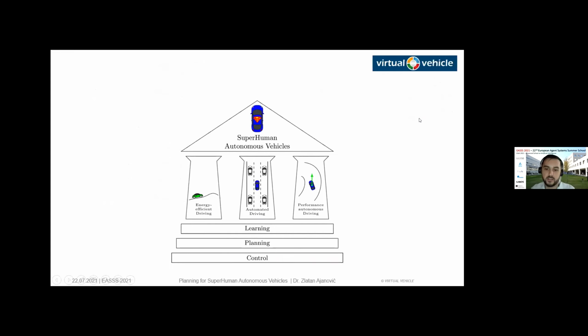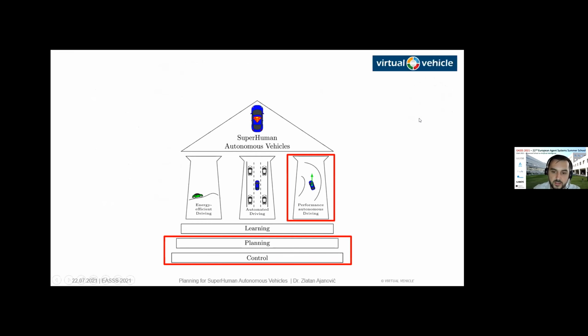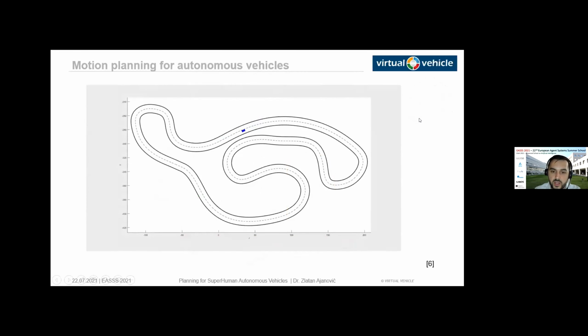So the next part is performance autonomous driving. The goal here is to drive on an arbitrary shaped road, very slippery, and as you see here, the blue vehicle is drifting around and in some sense losing control and going around these curves.